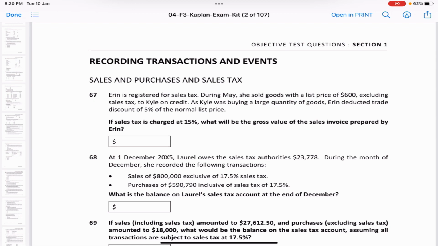Some of the questions I will be discussing in detail, and some which are easy I will not be discussing in detail because we will be revising the chapter as well. So first let's begin with our sales and purchase tax.